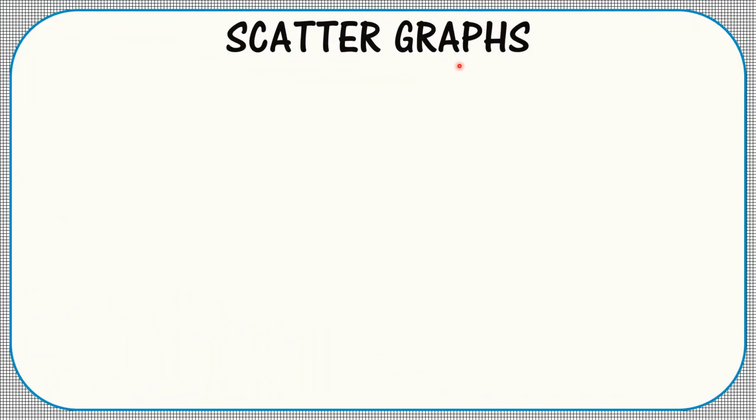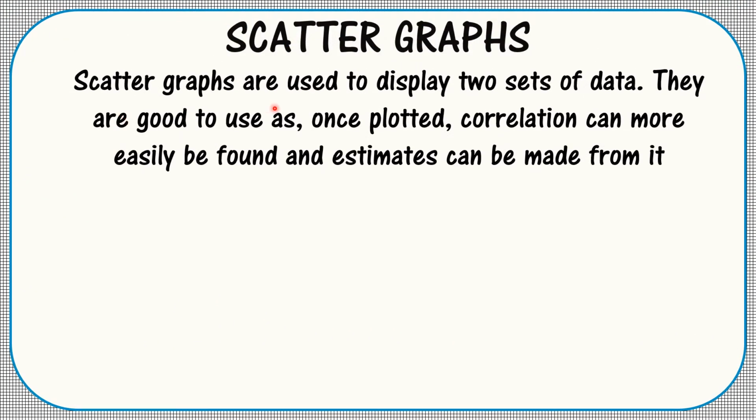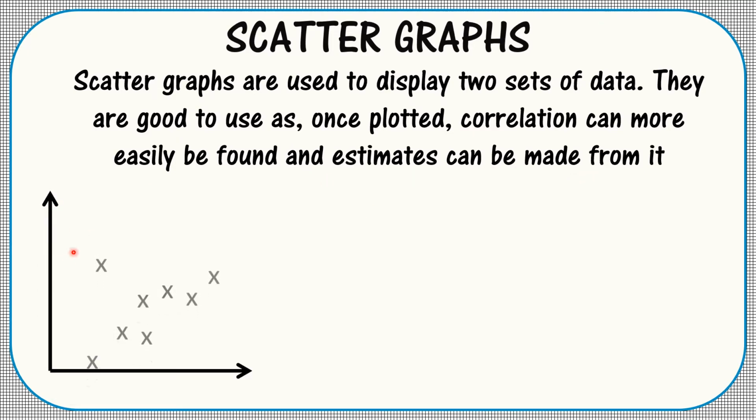So what are scatter graphs? Scatter graphs are used to display two sets of data. They are good to use as once plotted, correlation can be more easily found and estimates can be made from it. So we have this graph. As you can see, these values are scattered.